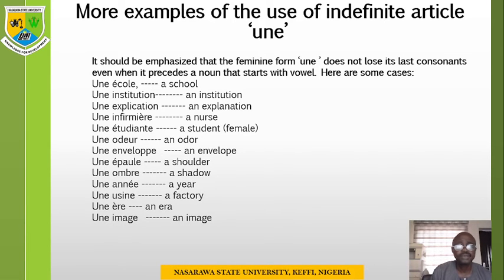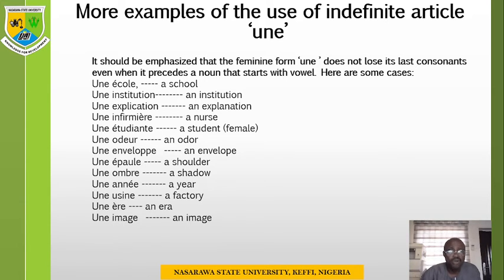Une. It should be emphasized that the feminine form une does not lose its last consonant even when it precedes a noun that starts with a vowel. Here are some cases. Une école, a school. Une institution, an institution. Une explication, an explanation. Une infirmière, a nurse. Une étudiante, a student. Une odeur, an odor. Une enveloppe, an envelope.